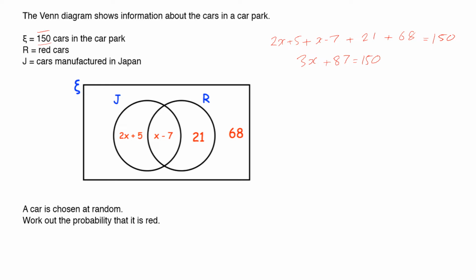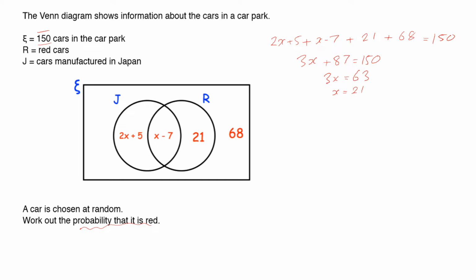And then if we subtract the 87, we're going to get that 3x is equal to 63. And if we divide by 3, we'll get that x is equal to 21. Something people do wrong here is stop at that point because they've just figured out x, and that's obviously not the end of the question. We still need to work out the probability a car is red.